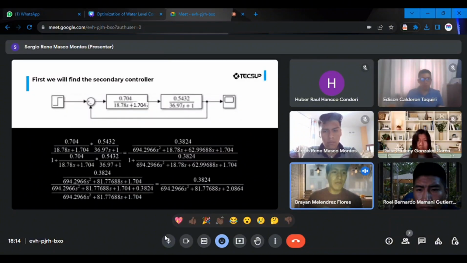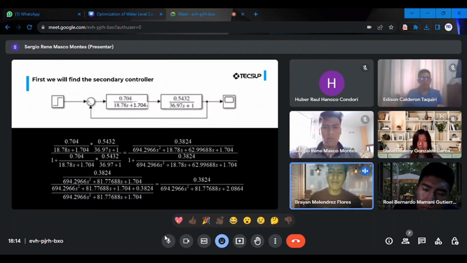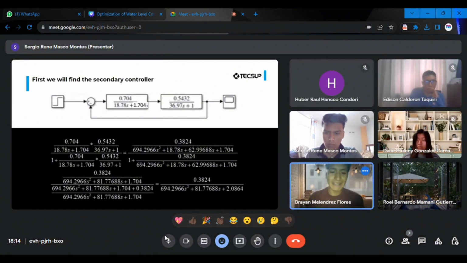In the first, we will find the secondary control. In the same way, we will do the time and level and flow. In the same way, it is double and the result is 0.3824 over 600, 94.2966 square root, 81.17766, plus 2.0864. Siguiente, por favor. Next.